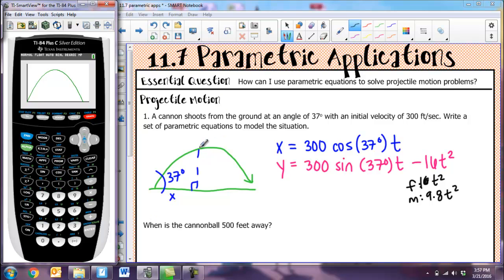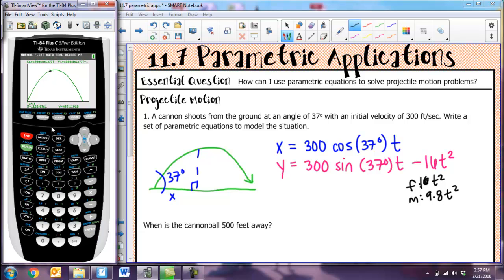And so now at this point, I can use the trace function in order to find a specific time. So if I type in 500, that would not give me what I want. If I type in 5, I could use that to find out exactly where the cannonball was at 5 seconds. But we need to know when it is 500 feet away. So it's almost right in there.